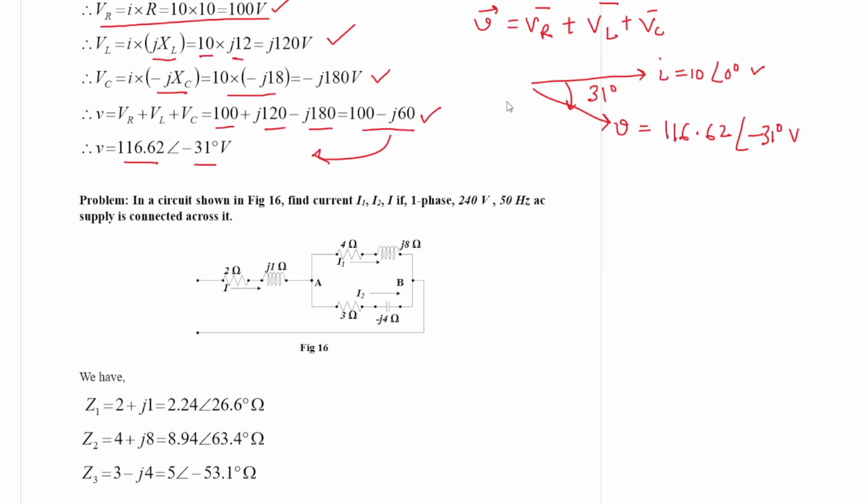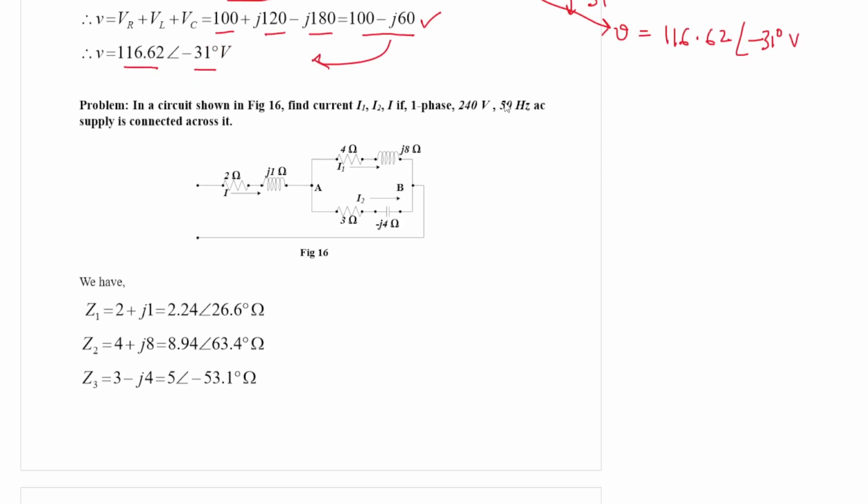Second problem we have, suppose we have a figure 16. Let us say we have a parallel circuit like this. First we have an impedance Z1, marked by yellow, which is equal to 2 plus J1. If you bring it into the polar form, it will be 2.24 angle 26.6 degree.